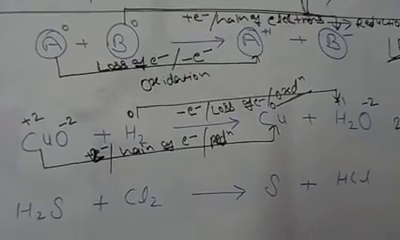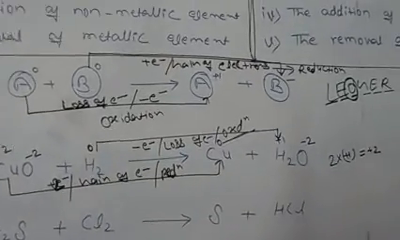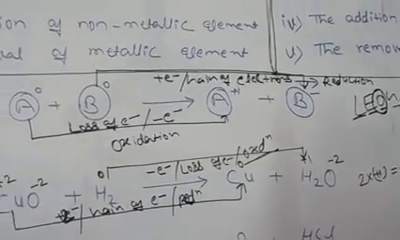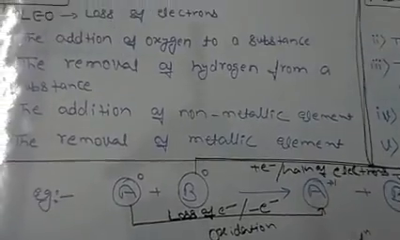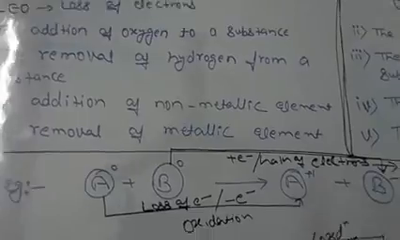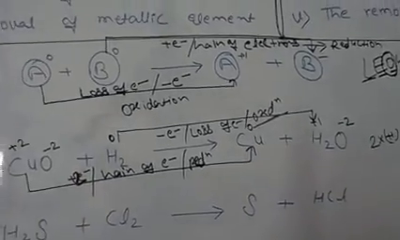So I think it is now more clear to you how loss of electron is called oxidation and gain of electron is called reduction. Now come to the second point. The second point is the addition of oxygen to a substance.